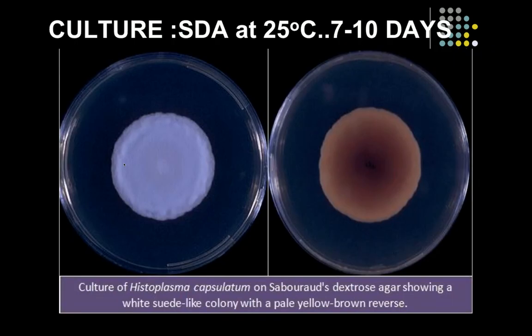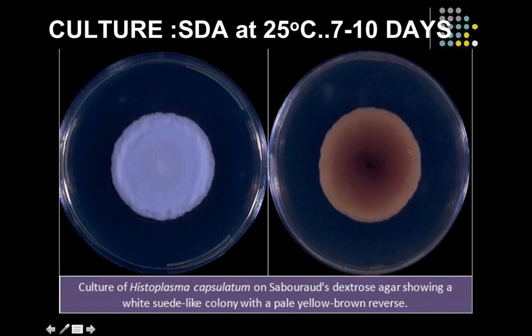Once you have done this microscopic examination, next you're going to put up the culture on relevant media. In this case, we are going to use Sabouraud dextrose agar, and once you have inoculated the plate, you're going to put it at room temperature for 7 to 8 days. Within this period, you're going to see appearance of colonies. The colonies of Histoplasma capsulatum are very typical, and they show a white suede-like appearance, or we call them cottony colonies. And the reverse of this plate is going to show you yellow-brown colonies.